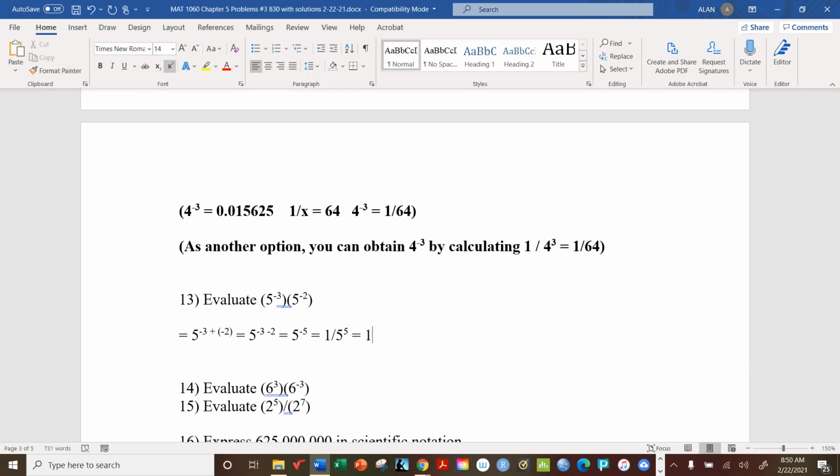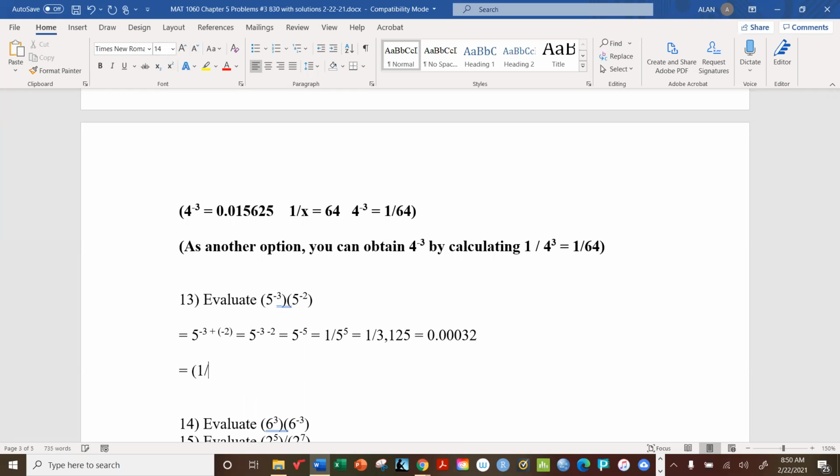And 5 to the 5th is 3125. And you can leave it like this too, but if you do divide this by 1, it's equal to 0.00032. The other option is to recognize that this is 1 over 5 cubed, which is 125, times 1 over 25, which is 1 over the product of those two numbers, 131.25, and again, that works out to 0.00032.